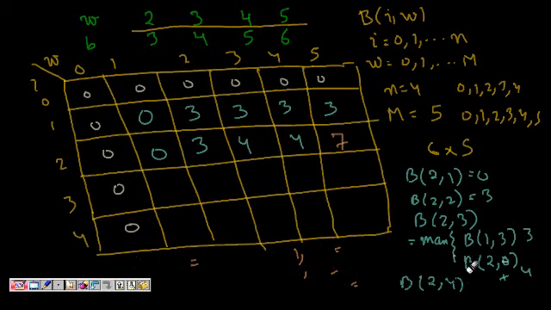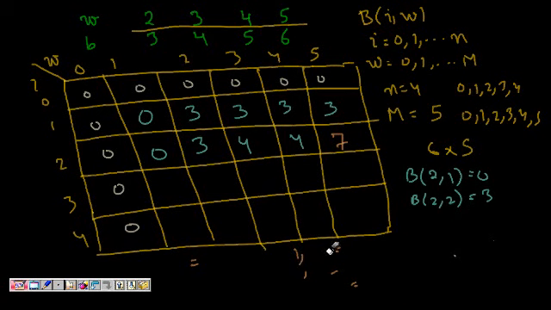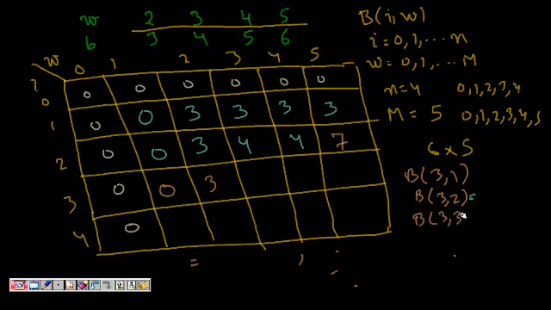Okay, so we will take a further few examples and let's try to construct the complete table. Okay, so we will try to fill the next row, and that is B of now 3 comma 1. So 3 items we can take, but weight is just 1, so there is no item, so it will be 0. B of 3 comma 2, weight maximum is 2. I can just check the first item, so it will be 3.